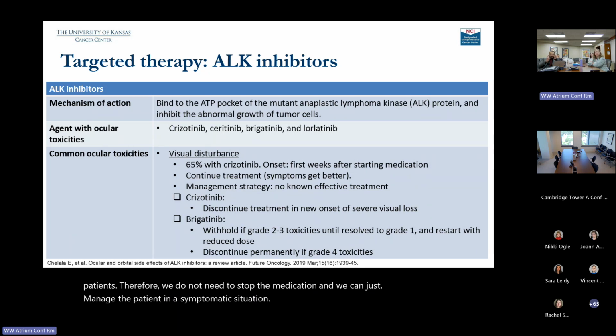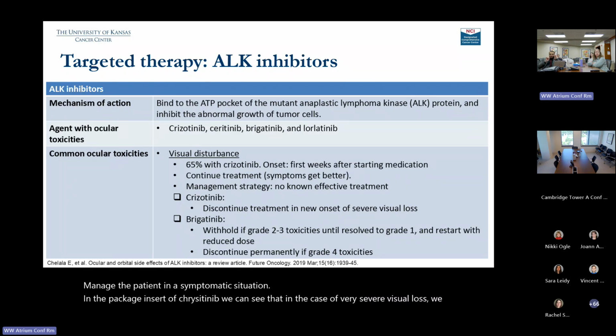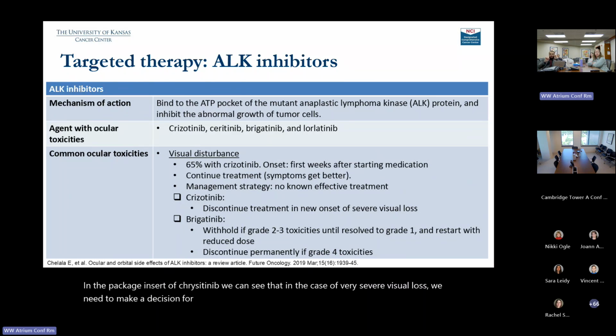In the package insert of crizotinib, we can see that in the case of very severe visual loss, we need to make a decision for the patients individually about whether to resume the therapy, weighing the benefits and the risks, which can really be a vision loss for the patient.